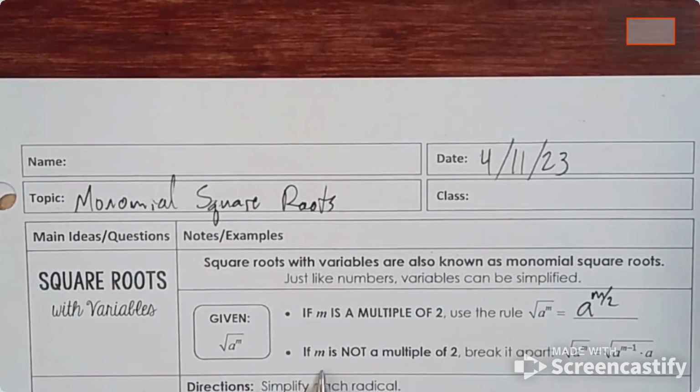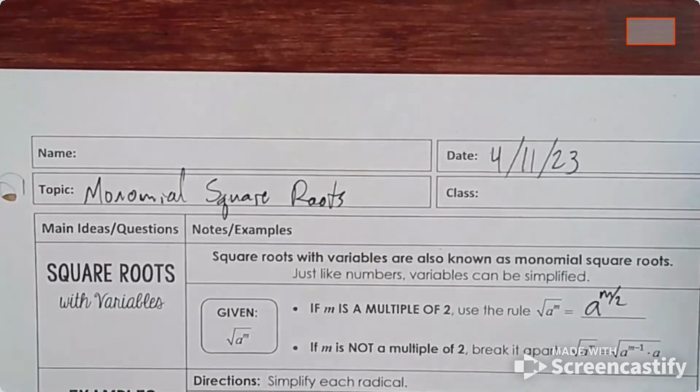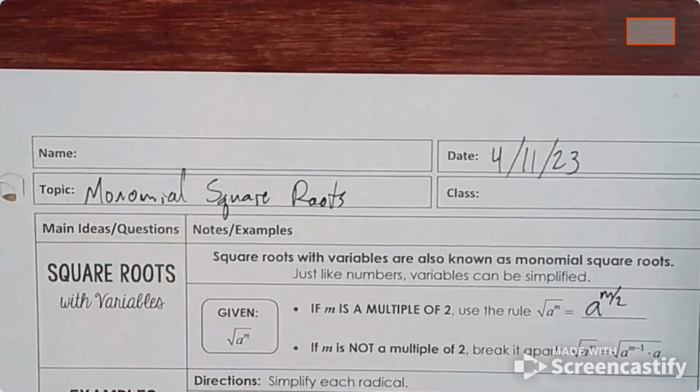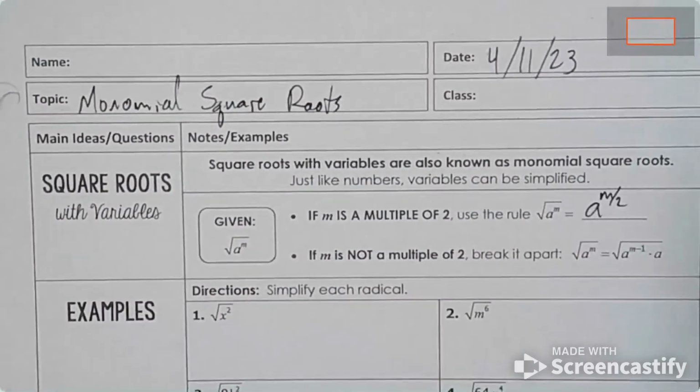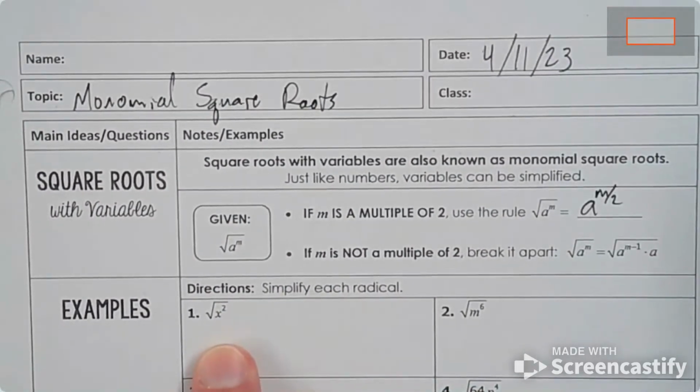If your exponent is not a multiple of 2, you're going to break it apart. So something either is divisible by 2 or it's not divisible by 2, right? If it is divisible by 2, you just divide it by 2 and you get a new exponent. If it's not divisible by 2, you will always have 1 left over. For example, if you look at problem number 1, the square root of x squared, what multiplies by itself to equal x squared? What times what equals x squared?